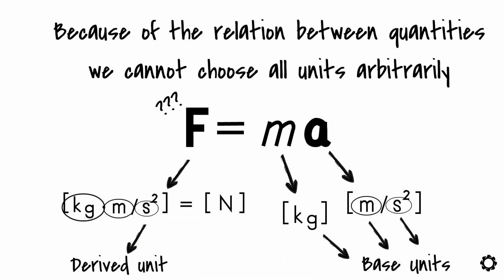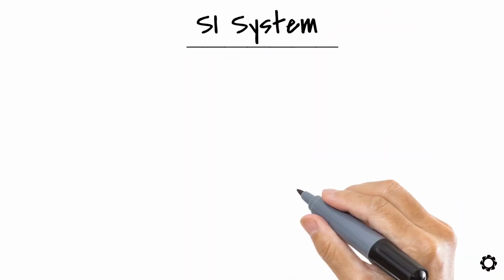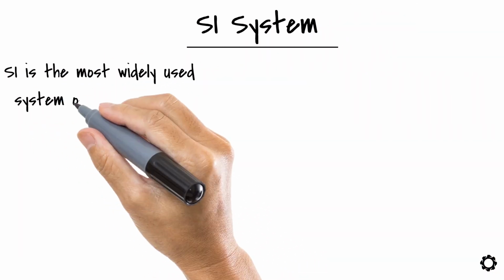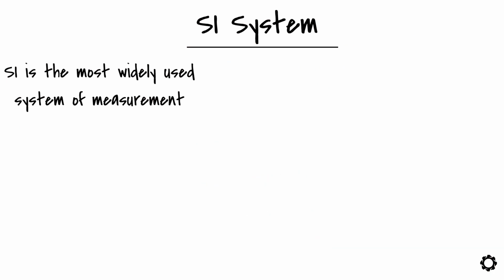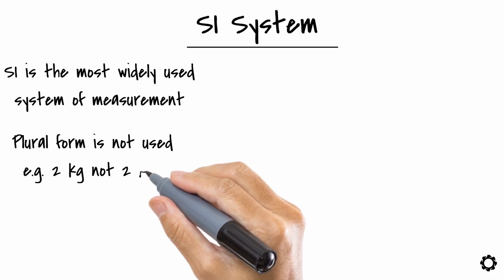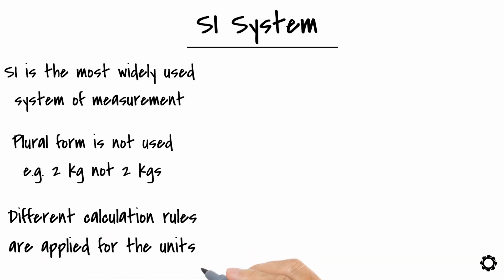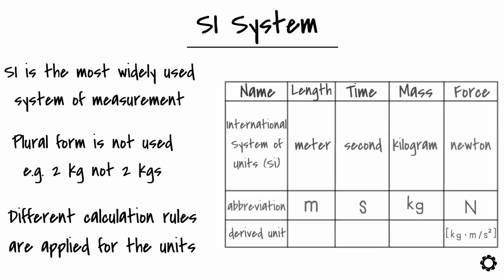In Europe and Asia, the international system of units called SI is used. SI is the most widely used system of measurement. One thing to know about the SI system is that the plural form is not used. For example, 2 kg, not 2 kgs. And different calculation rules are applied for the units. The units that we use in mechanics are presented in the SI system table shown.